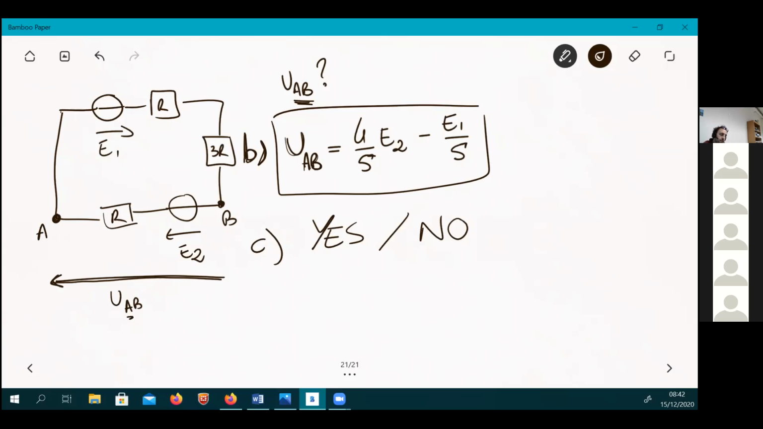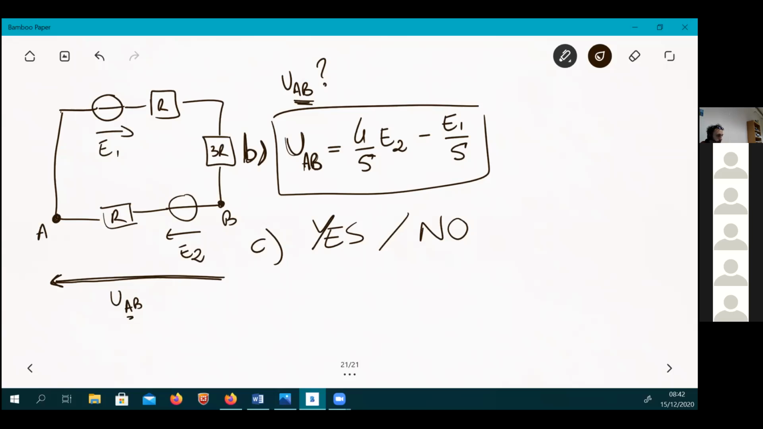So for the first circuit, the answer is yes, you can simplify them. And in the second circuit, the answer is no, you can't. Just leave you an extra minute. And then we move to the double mesh circuit.